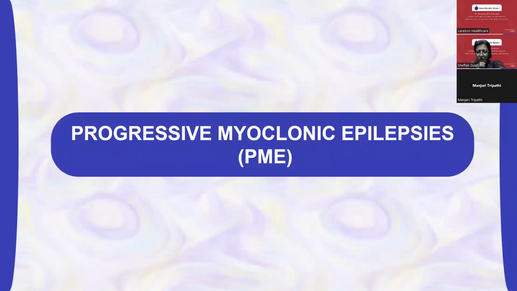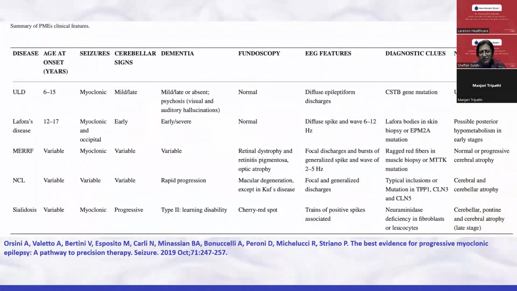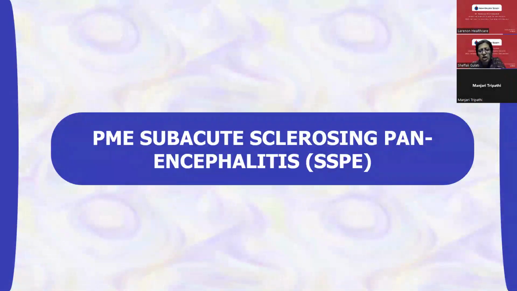To end the spectrum of epileptic encephalopathies which can occur at a later age, there are the progressive myoclonic epilepsies. They are characterized by focal and generalized seizures, myoclonus, and progressive neurological dysfunction, including cerebellar ataxia and cognitive deterioration. They are refractory to conventional ASMs. Photosensitivity can be there in certain progressive myoclonic epilepsies, and there is a wide range of them. Most commonly what we see is SSPE.